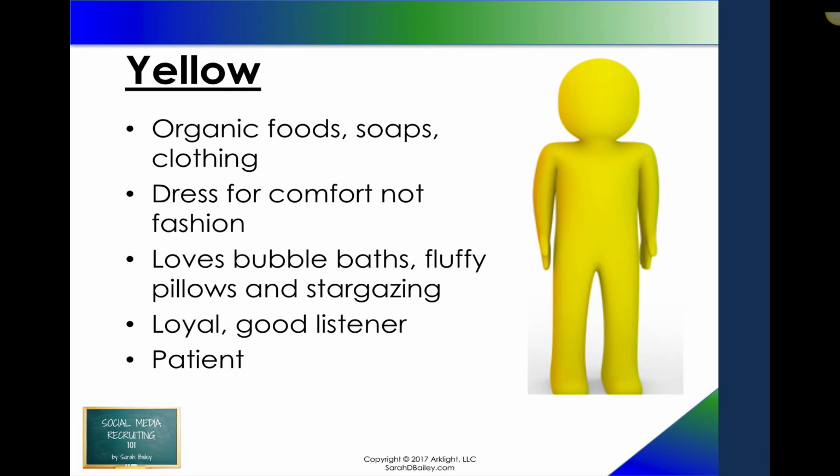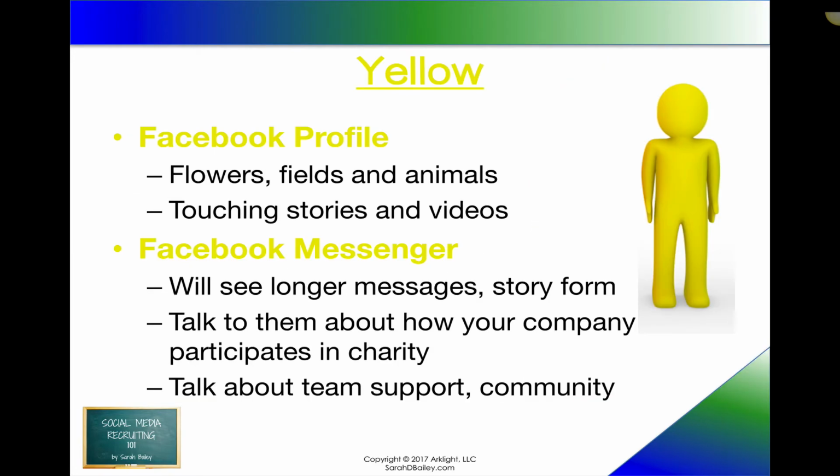Yellows are also tie-dye and Birkenstocks, crunchy nutty granola, and it's not a bad thing. They love organic foods and soaps, organic clothing, organic sheets for their beds. They dress for comfort, not fashion. They want elastic bands on their waist. They just want to be comfortable. They love bubble baths, fluffy pillows, and stargazing. And they're very loyal. They're good listeners, and they are extremely patient.